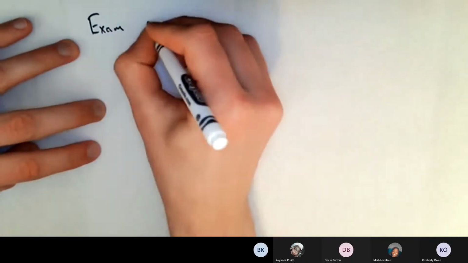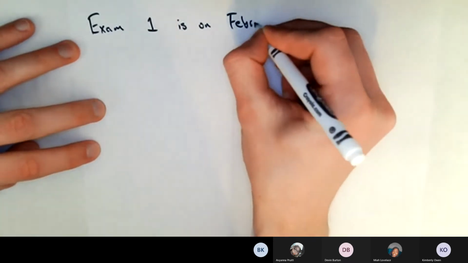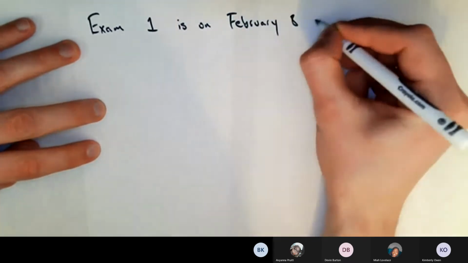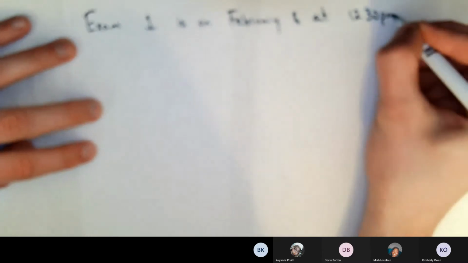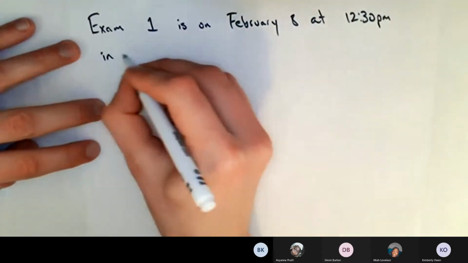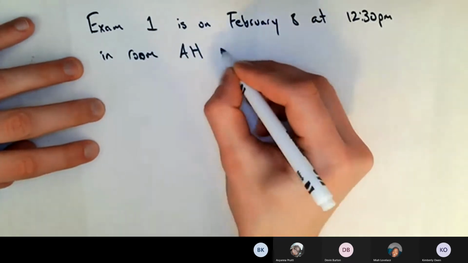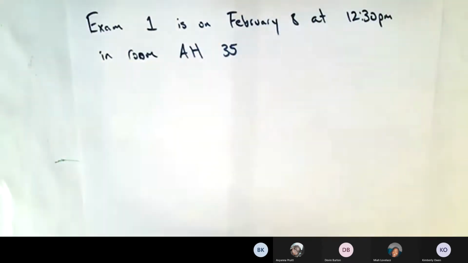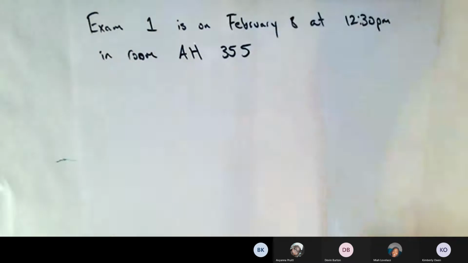Exam 1 is on February 8th at 12:30 p.m. in Ayers Hall, room 355. I'm going to triple check. 355, and so it's in person.